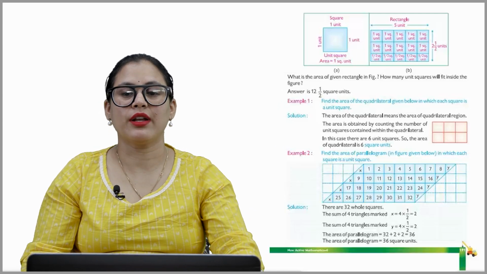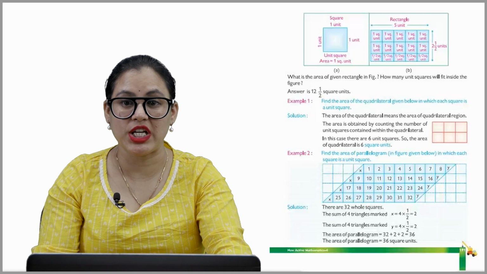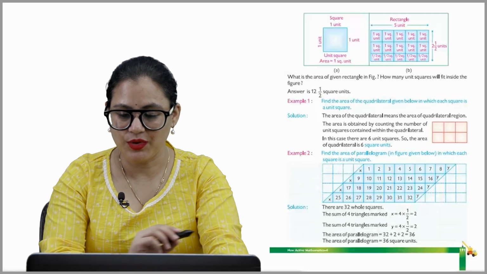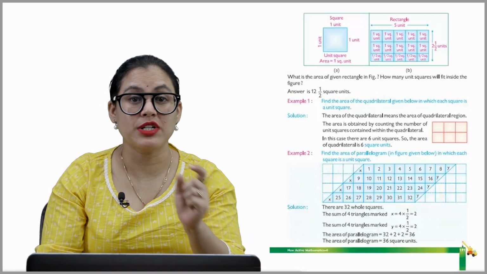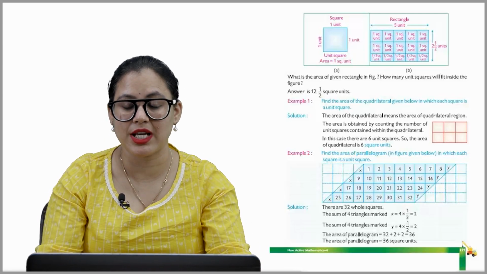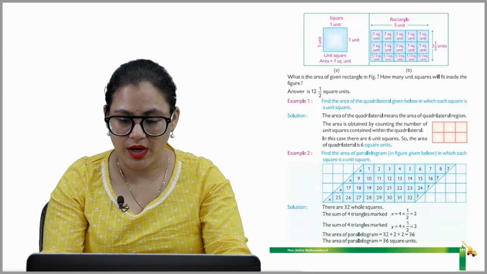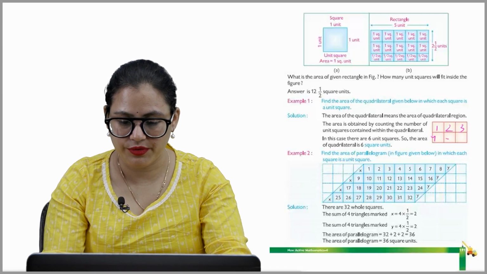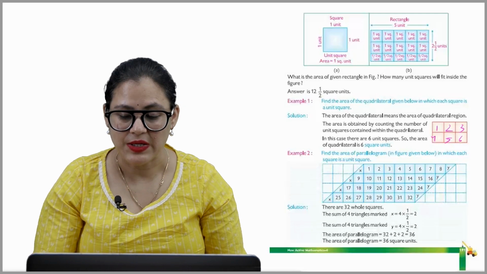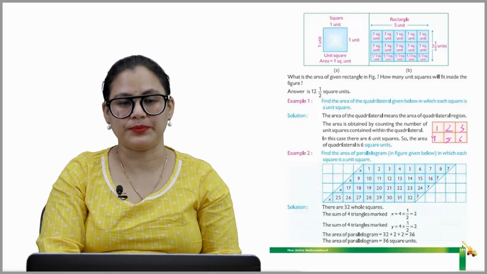Example 1. Find the area of the quadrilateral given below in which each square is a unit square. So the area of the quadrilateral means the area of the quadrilateral region. The area is obtained by counting the number of unit squares contained within the quadrilateral. 1, 2, 3, 4, 5, 6. In this case, there are 6 unit squares, so the area of the quadrilateral is 6 square units.